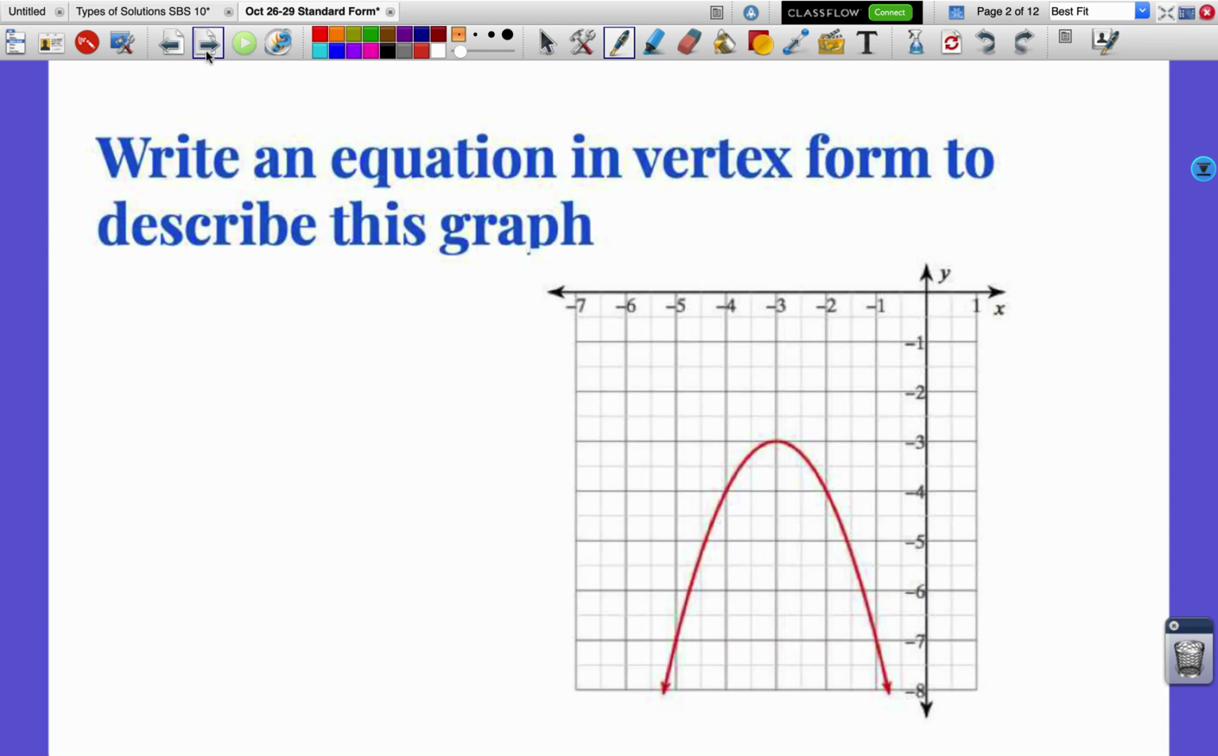Get your notes out and let's go ahead and get started with a problem that comes to us from our last lecture. Write an equation in vertex form to describe this graph. Go ahead, just look at it, see if you can write it into your own notes.